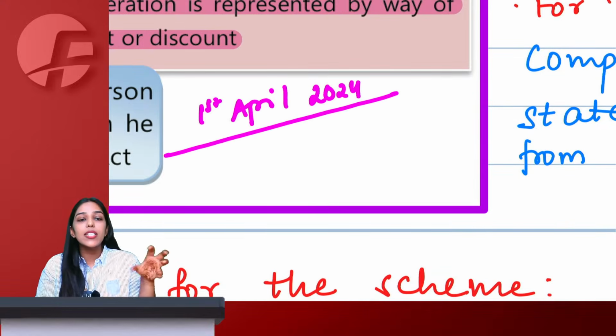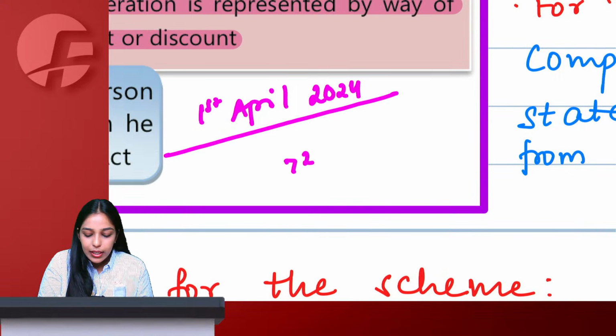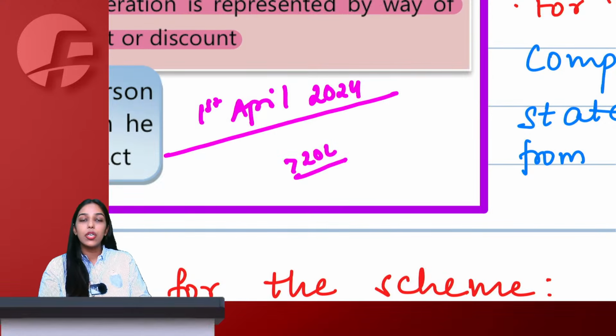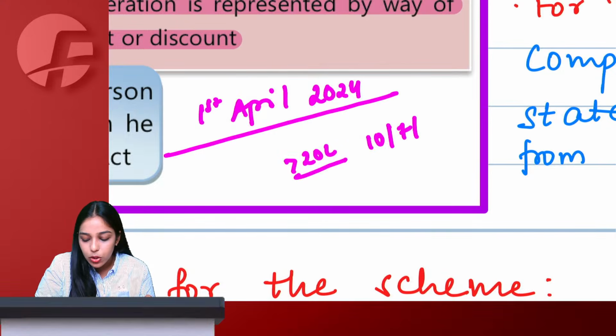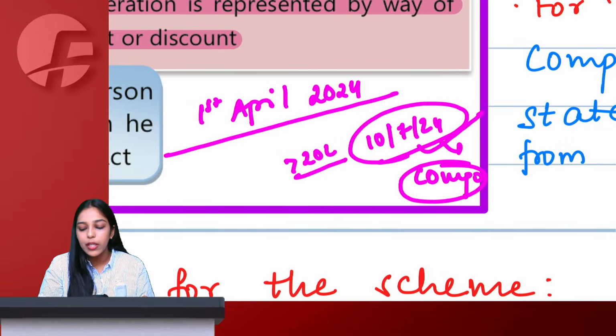But because I started on this day, my turnover is 0 on this day, then my turnover crossed 20 lakh. Let's assume 20 lakh is my registration limit. So my turnover crossed 20 lakh on 10 July 2024. Therefore, I took registration as a composition person on 10 July 24 only.